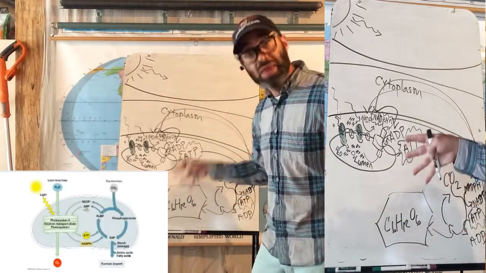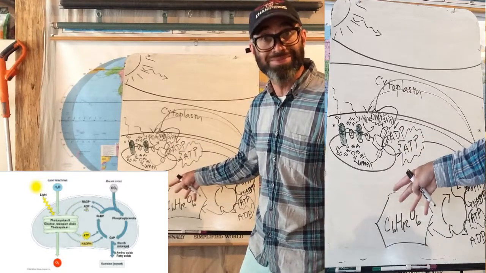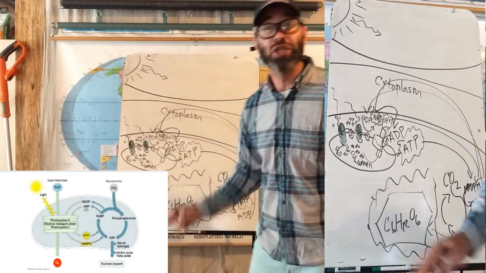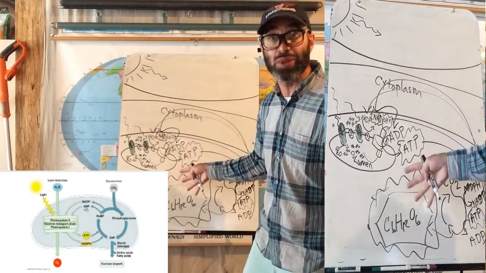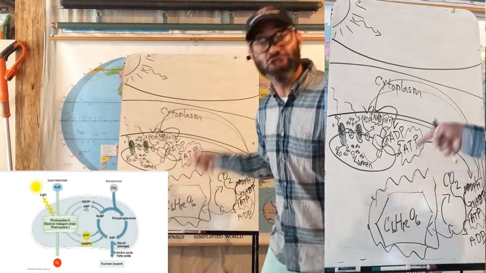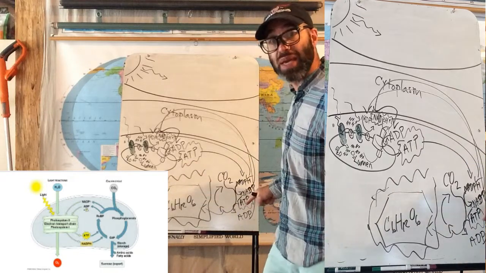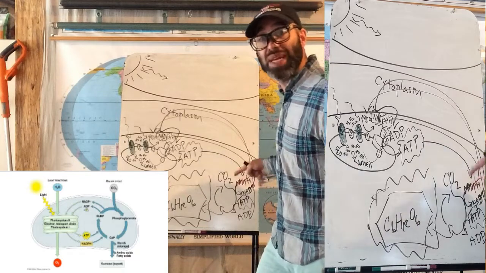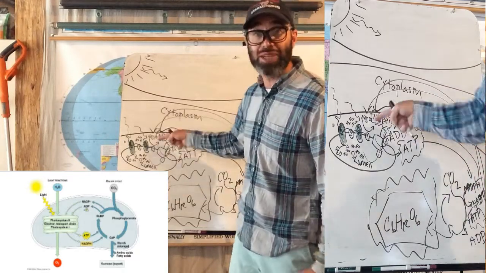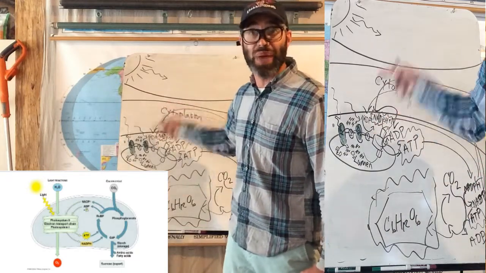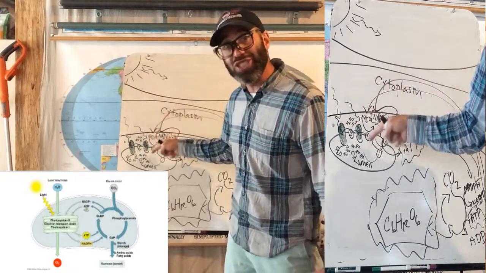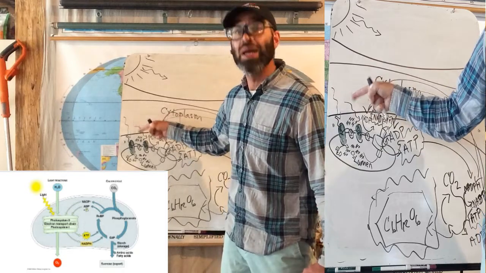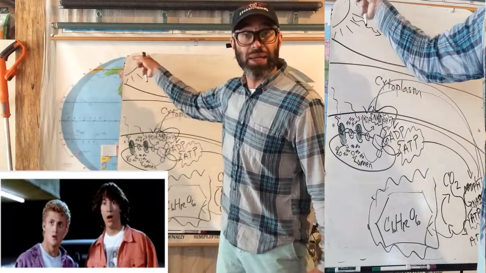Okay? This is a high energy molecule. Sugar is a high energy molecule. The energy in sugar came from ATP and NADPH. The energy in ATP and NADPH came from the electrons in the light-dependent reaction. The energy in the electrons from the light-dependent reaction came from a photon. The photon came from the sun.